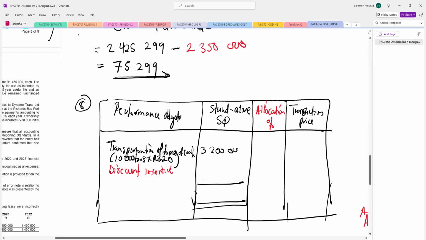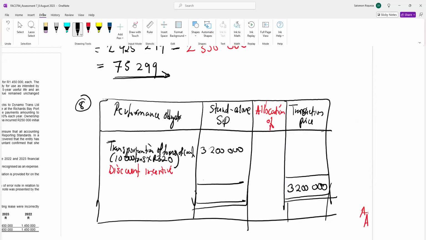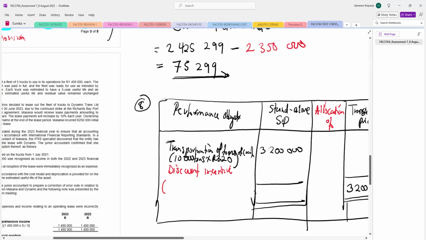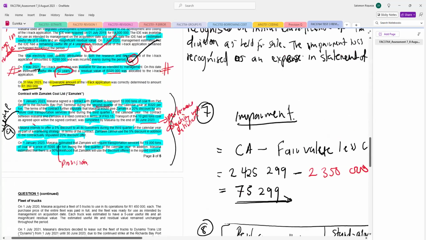In this case, for the transportation cost, it is the standalone selling price, but it is also the package price because all the customer is paying is 320. So the transaction price is always the package price. That is all the customer pays. Okay. Then we now have to calculate the discount incentive standalone selling price. We're going to use those estimates that they spoke about so that we'll be able to calculate the value we are looking for.